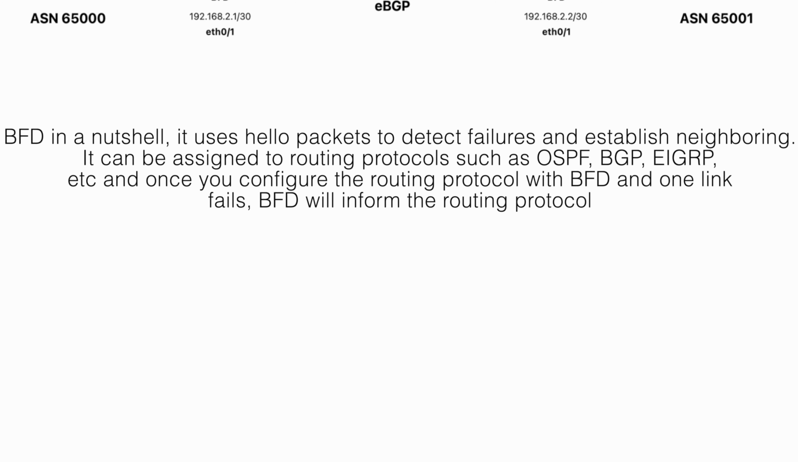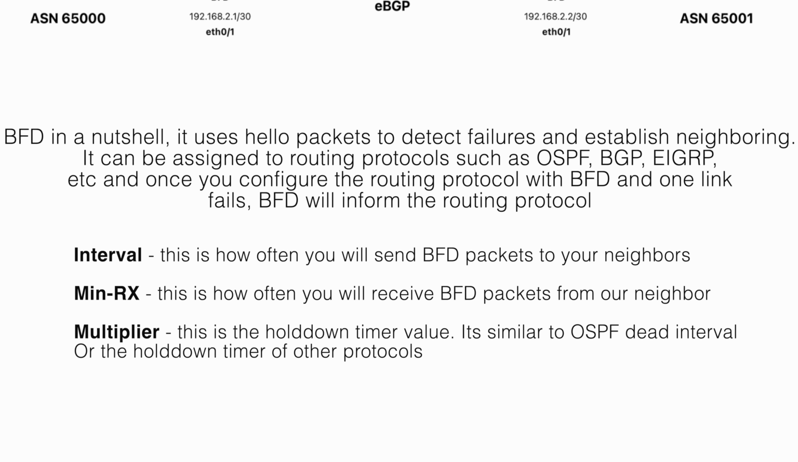So BFD in a nutshell, it uses hello packets to detect failures and establish neighboring. It can be assigned to routing protocols such as OSPF, BGP, EIGRP, etc. And once you configure the routing protocol with BFD and one link fails, BFD will inform the routing protocol.